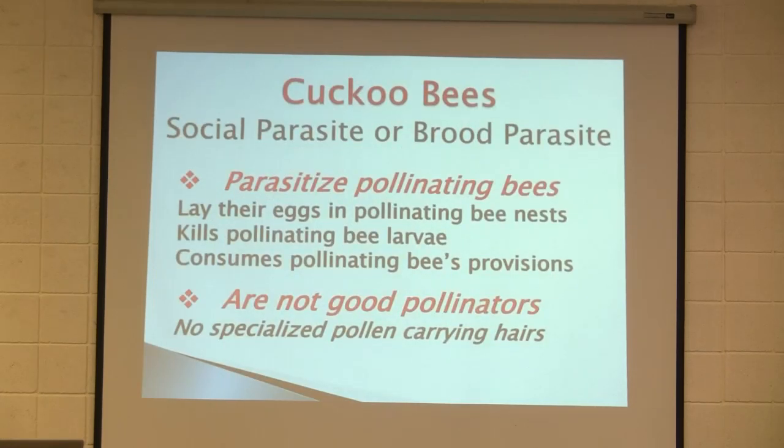Now the cuckoo bees, these bees you can actually get rid of. They are parasites to bees, and they invade the brood, and the brood is where baby bees are living. They invade, they kill the larvae, they eat the nectar and the pollen of the native bee, and they lay their eggs in the nest. So they come in and they steal the native bee's nest. They are not good pollinators. They don't have any specialized hair or pollen pockets to carry pollen. So cuckoo bees, you can get rid of.